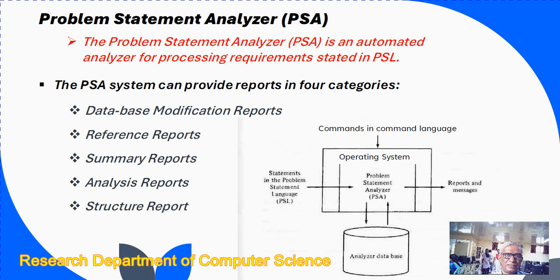So the PSA system can provide a report in 4 categories: database modification reports, reference report, summary report, analysis report, structured report. These are a diagram in mention regarding PSA. So the internal part of this part, PSL, and then outer we have OS. The input is in a PSL and the output is in various kinds of reports. All these things are stored in our analyzer database.